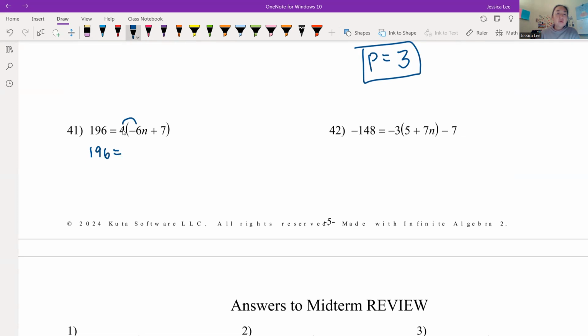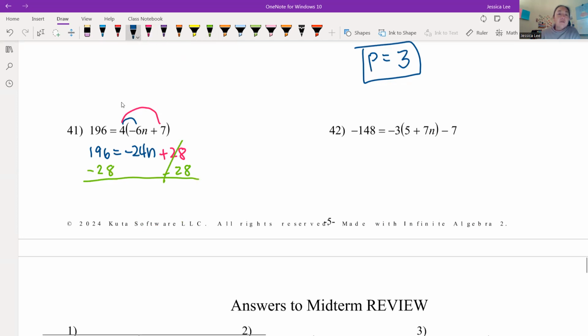196 is equal to 4 times negative 6n, so it's going to be negative 24n. And this one's going to be 4 times 7, which is going to be plus 28. Now, again, two-step equation. So we're just going to subtract 28. Notice there were no like terms or anything like that, so we're going straight into the two-step equation.